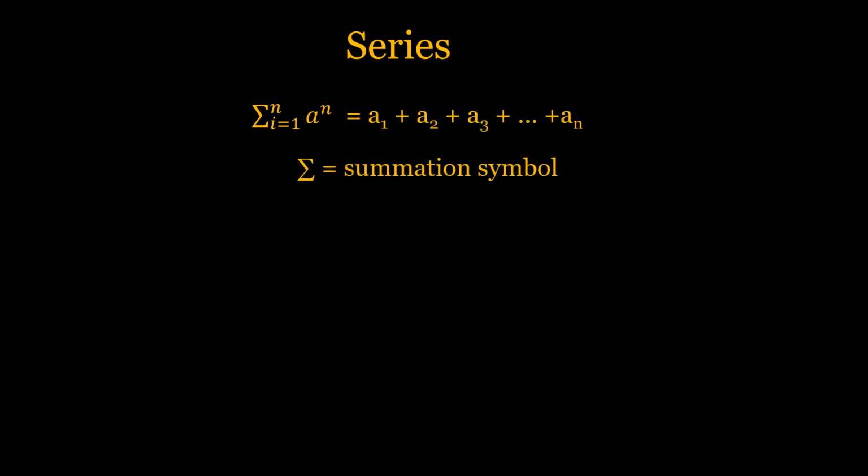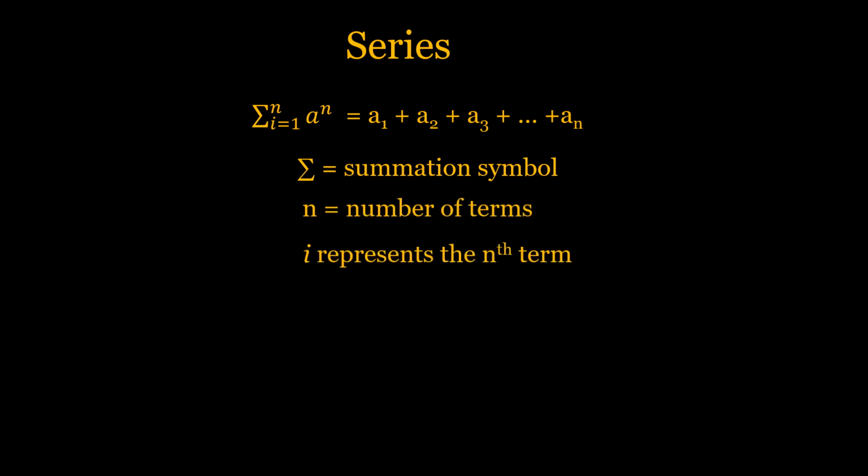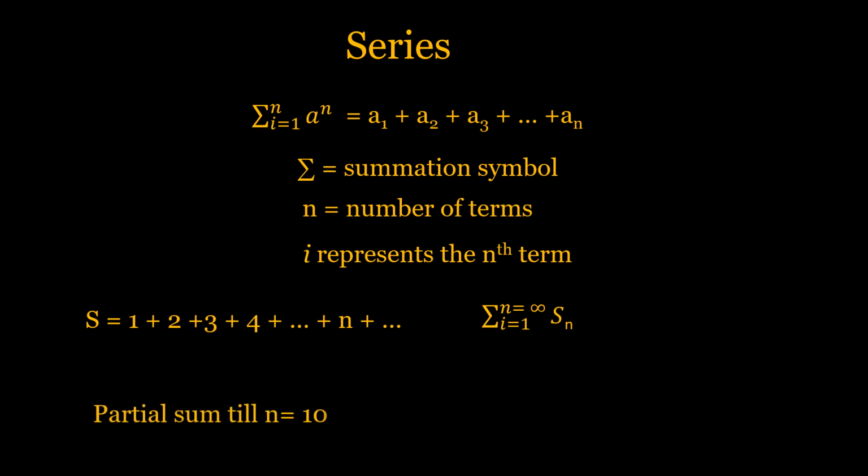Series are also written in short forms. To do so, notation of summation is needed to be recalled or learned. The summation is expressed as follows. Where the letter E-like symbol is a summation symbol, and at the top of summation represents the number of terms, i represents the nth term, meaning first or second or third, and so on. Let's express a series in summation notation, and suppose a series of natural numbers. S equals 1 plus 2 plus 3 plus 4 plus continues plus n plus, and so on. This can also be written in short form as the partial sum till n equals 10 in short form is, which is equal to 55.